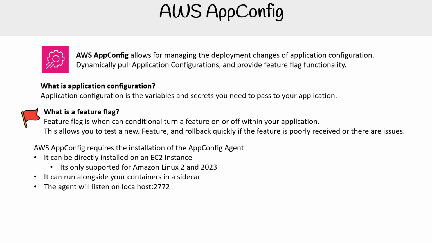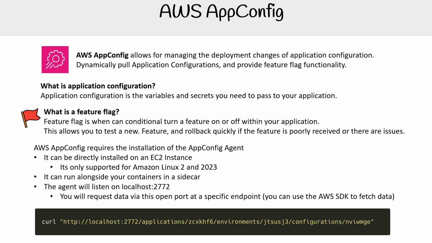The agent will listen on localhost port 2772. And the idea here is that you can request data here. I'm using a curl command, and that is a way that you can do it. But the idea is that the agent allows you to communicate on that 2772 port back to AWS. You don't have to, at least I don't think we had to, open any particular ports for it to communicate out. You do have to add permissions to read from your EC2 instance to get that data. So I left that out here.